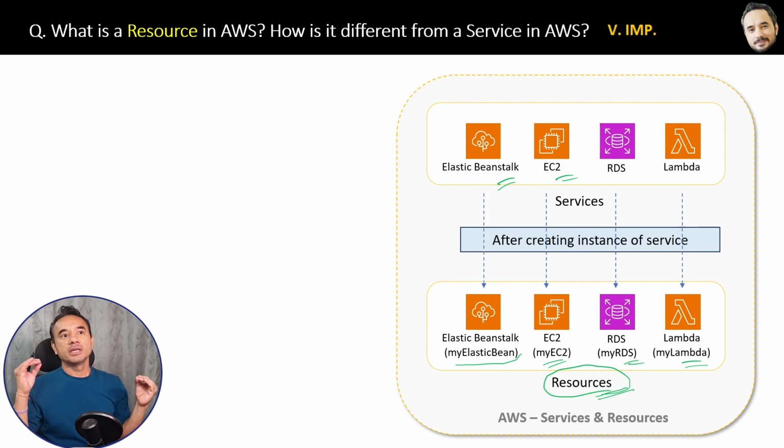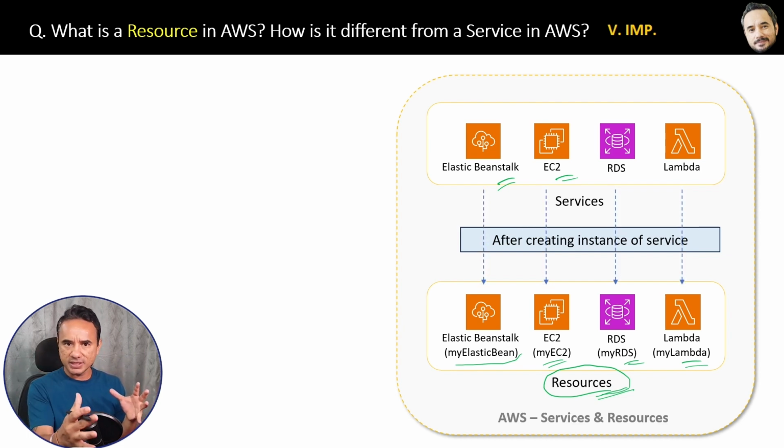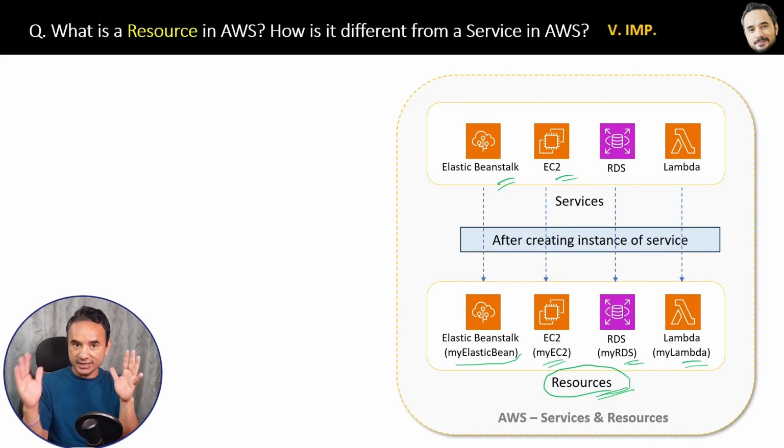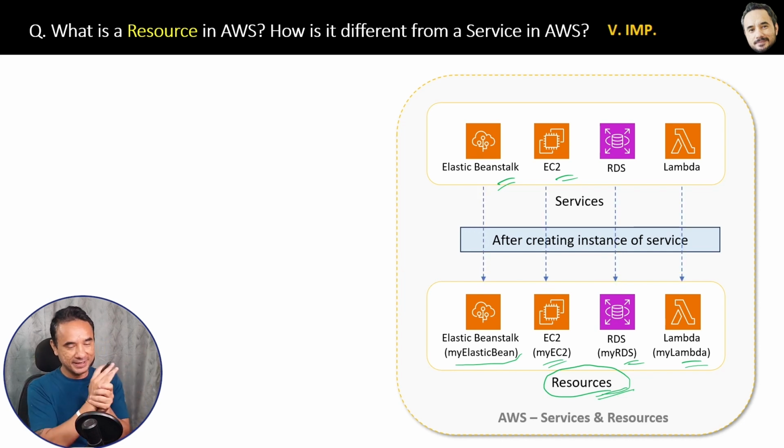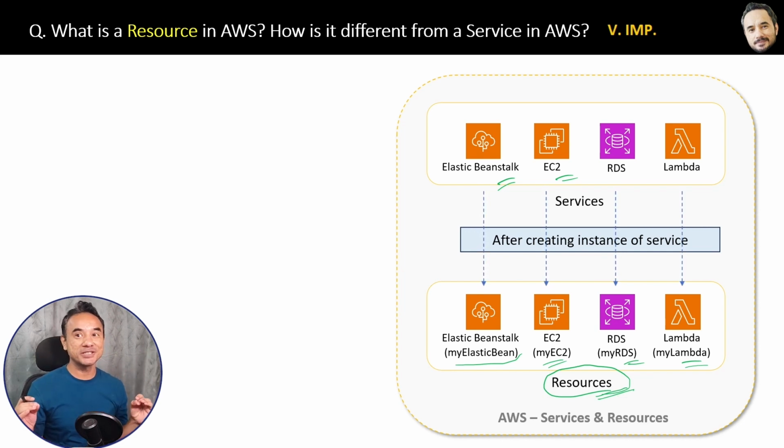So if you are a developer, just understand it like this: an AWS service is like a class and an AWS resource is like an object or instance of that class. Great. Now you are 100% sure what is a service, what is a resource, and what is the difference.